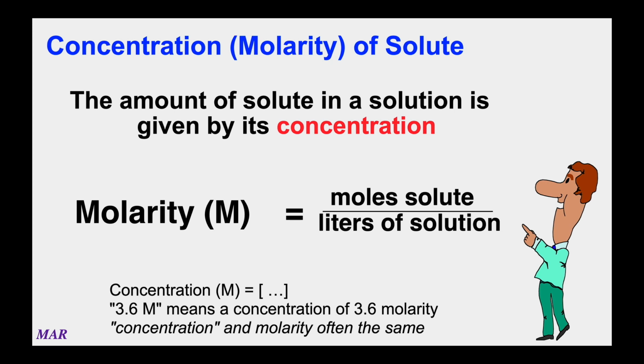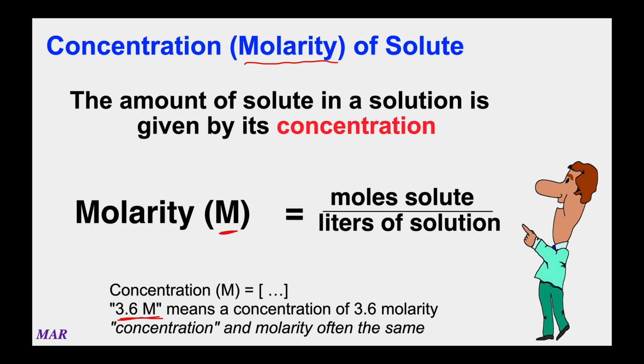So in chemistry, most of the time, we use for concentration a unit called molarity. And molarity, which is given the symbol capital M, means moles of solute per liters of solution. So as an example, if you saw a solution that was labeled 3.6 M, that means 3.6 molarity, or 3.6 is going to be the concentration. And the 3.6 would be 3.6 moles of solute per liter of solution.